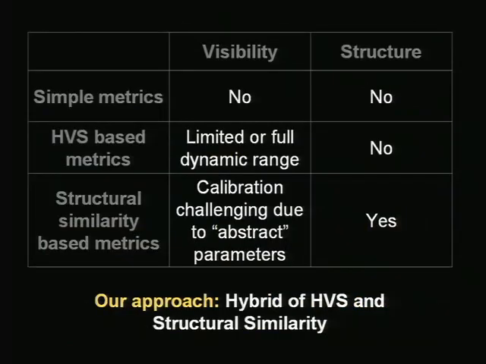So to sum up what I said so far, simple quality metrics do not explicitly model the human visual system, and they do not consider image structure. However, human visual system-based metrics do explicitly model the human visual system, either for a limited dynamic range or the full dynamic range, but they are still based on the visible differences, and they do not consider image structure. On the other hand, structural similarity-based metrics do consider image structure, but their calibration is challenging due to the abstract model parameters. So our metric can be considered as a hybrid between the human visual system-based approach and the structural similarity-based approach, in that we model the human visual system, but in the end we detect structural distortions in the image.